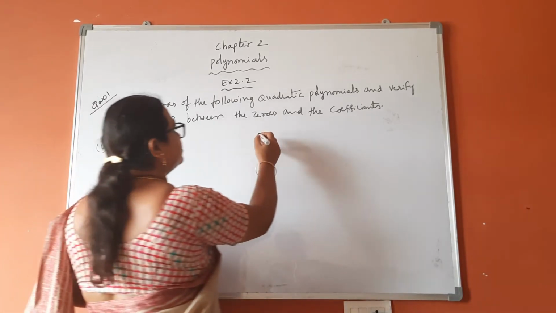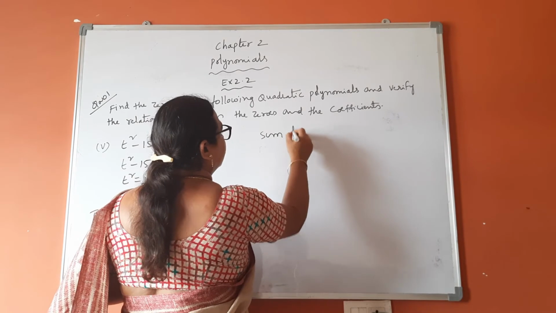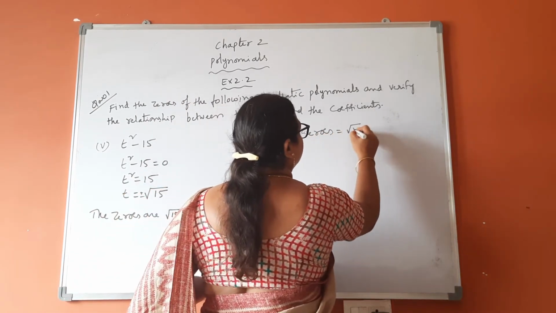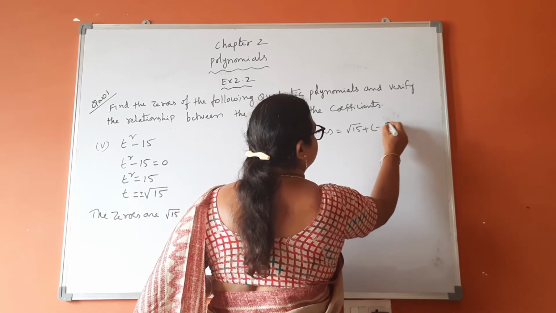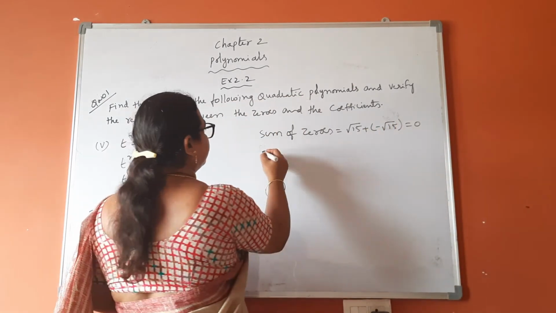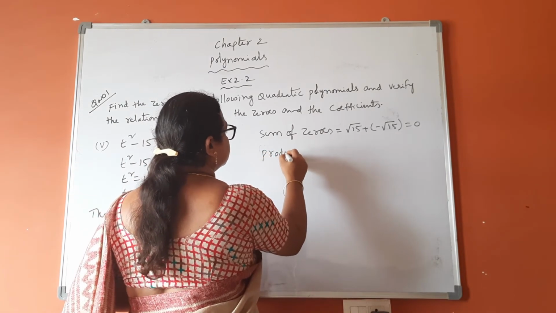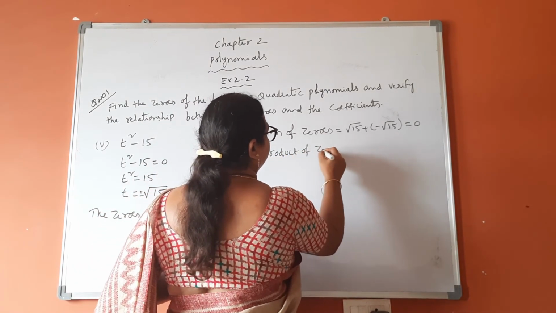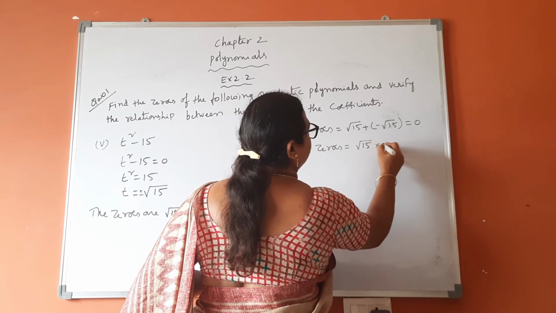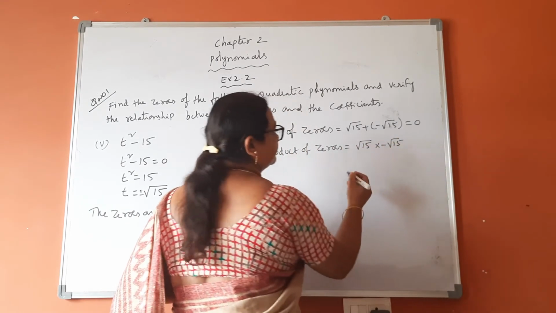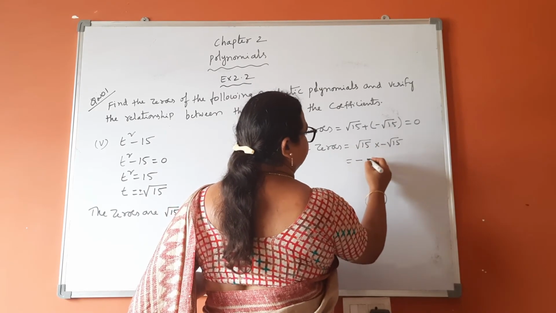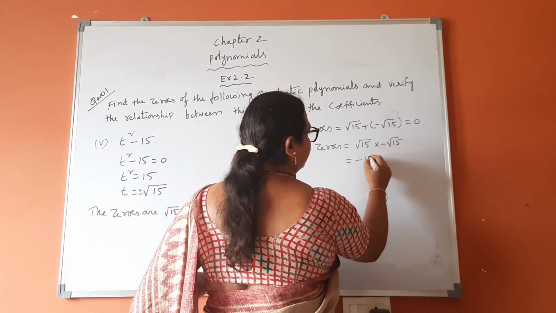Now sum of zeros is equal to root 15 plus minus root 15, that is 0. Product of zeros is equal to root 15 into minus root 15, plus of minus is minus, root 15 into root 15 is 15.